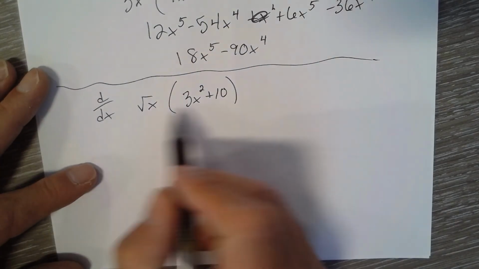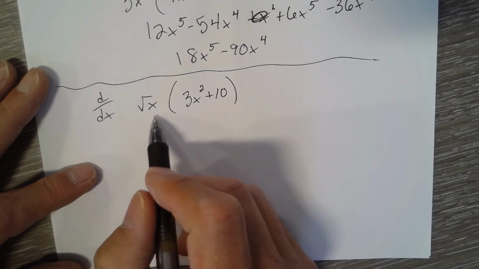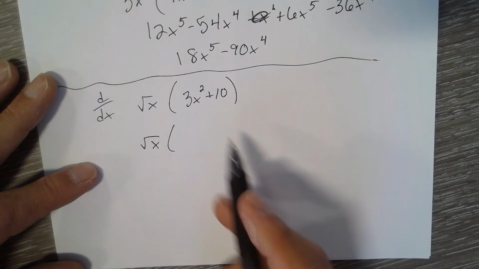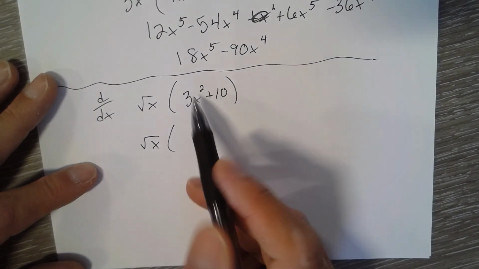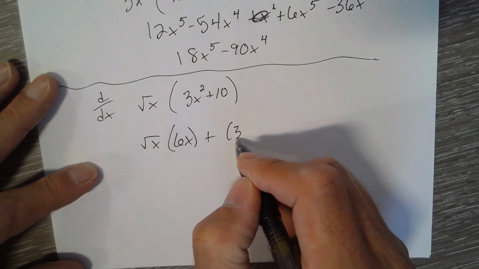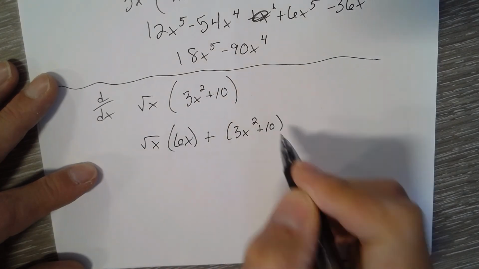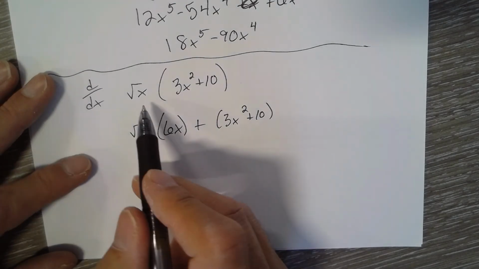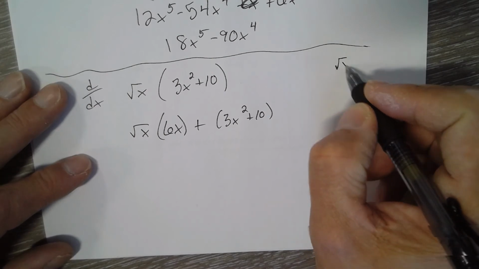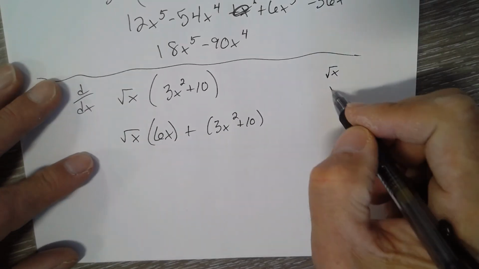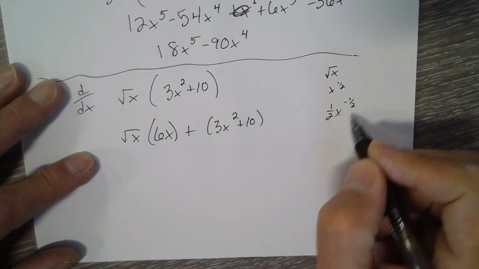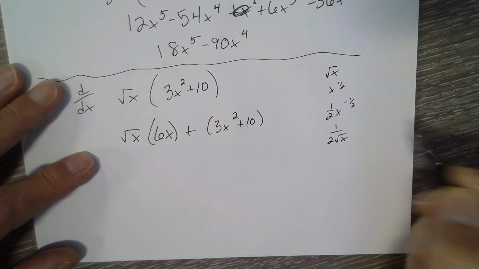So the product rule, this is your u, so we're just going to do u times the derivative of v, so that's 6x, plus v, 3x squared plus 10, times the derivative of u. Well, we know what the answer is there, but we'll revisit the square root of x derivative. So that's x to the 1/2. So the derivative is 1/2 x to the negative 1/2, or 1 over 2 square root of x.